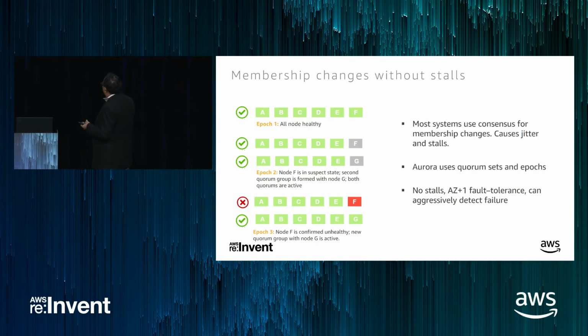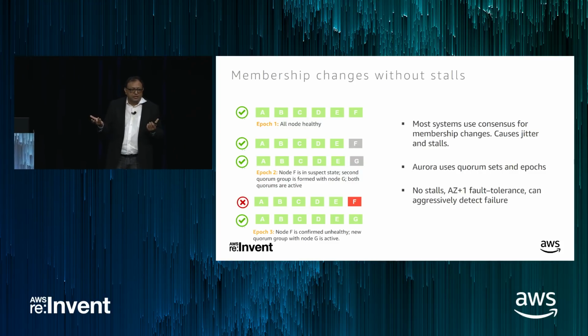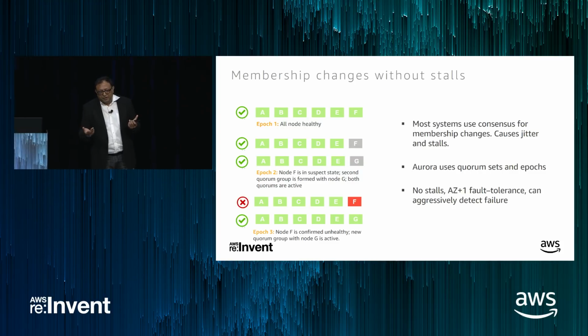So what we're doing here is that we're saying, okay, I want to go from A, B, C, D, E, F to A, B, C, D, E, G. And so I'm going to basically say that you need to write to a quorum set, which is A, B, C, D, E, F, and A, B, C, D, E, G. Now note that in this particular case, writing to A, B, C, D, which is a quorum 4 out of 6, actually satisfies that, right?